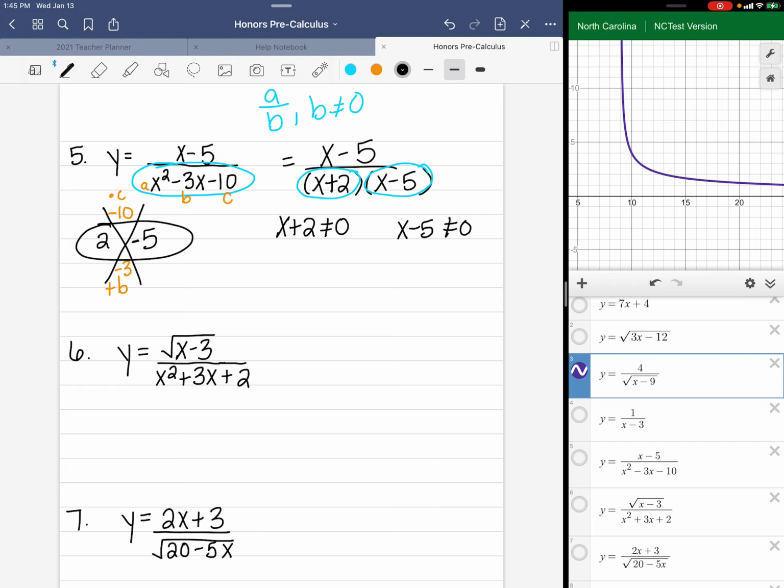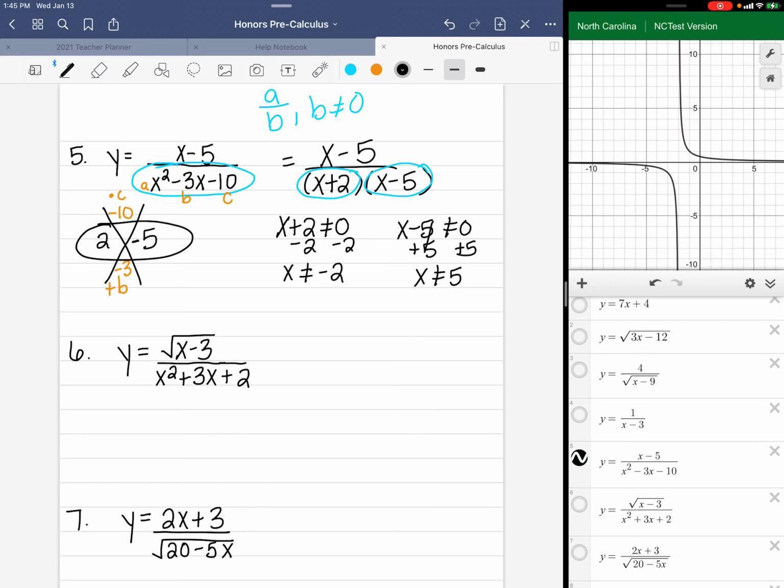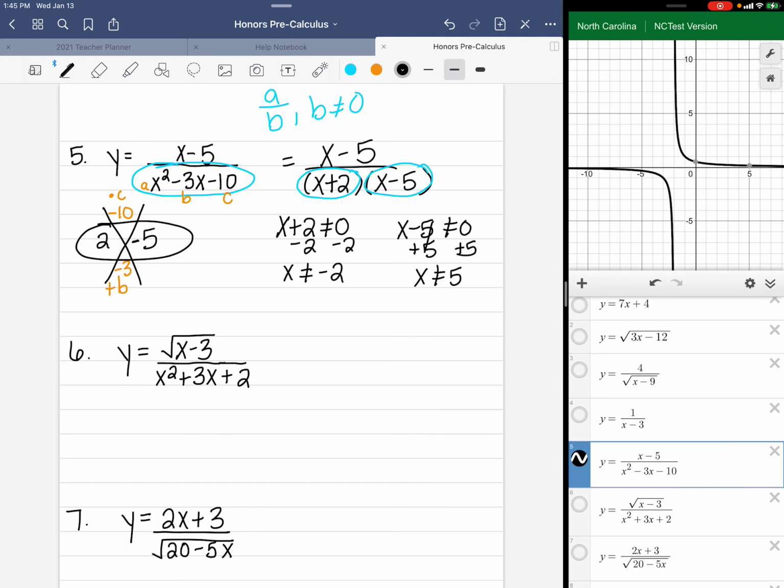So we're going to have two numbers that my domain cannot be equal to. So x, if I solve this, I'm going to subtract 2. So x cannot equal -2, add 5, and x cannot equal +5. So when I look at the actual graph of this, let me turn the other one off, we can look at our pieces here. So I clearly can see that I have a vertical asymptote at -2. So we know that it can't be equal at -2.